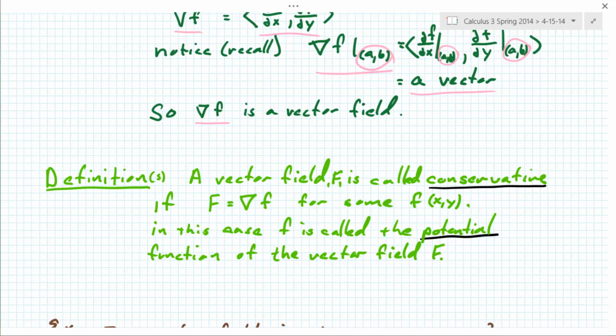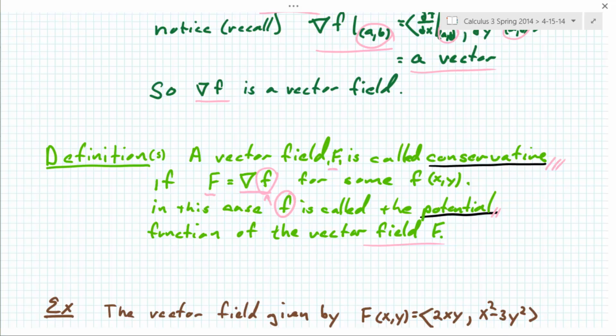So definitions: a vector field F is called conservative, and we'll give some sense of what conservative means when we do line integrals, if that vector field is the gradient of some function. And in this case, that function is called the potential function of the vector field. And there's an example in the book with the gravitational vector field that you should read. That's on pages 728 and 729.